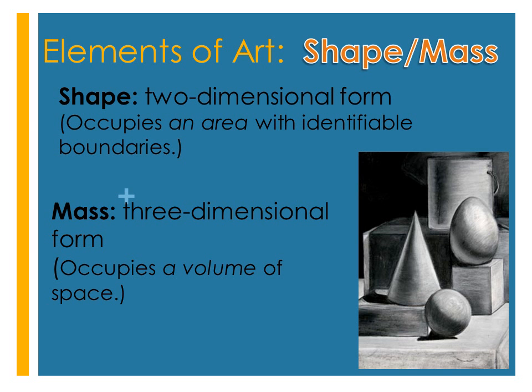A shape is a two-dimensional form that occupies an area with an identifiable boundary. A picture of a cup, a ball, a block of wood, these are all considered shapes, but they're flat. A mass is a three-dimensional form that occupies a volume of space. The same cup, ball, block of wood can now be touched and turned.